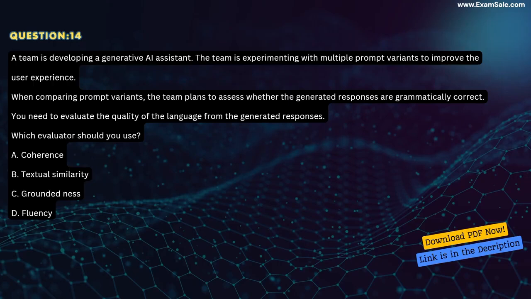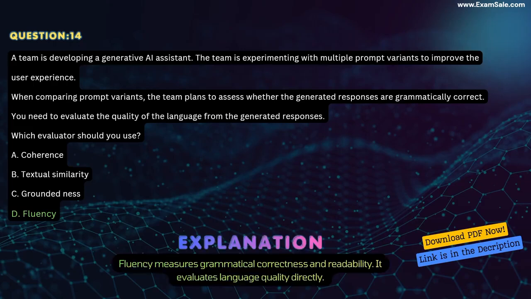A. Coherence. B. Textual similarity. C. Groundedness. D. Fluency. Correct answer: D. Fluency. Explanation: Fluency measures grammatical correctness and readability. It evaluates language quality directly.